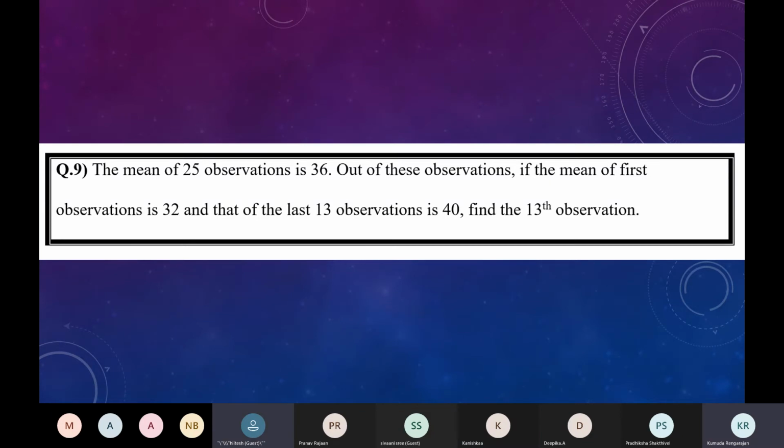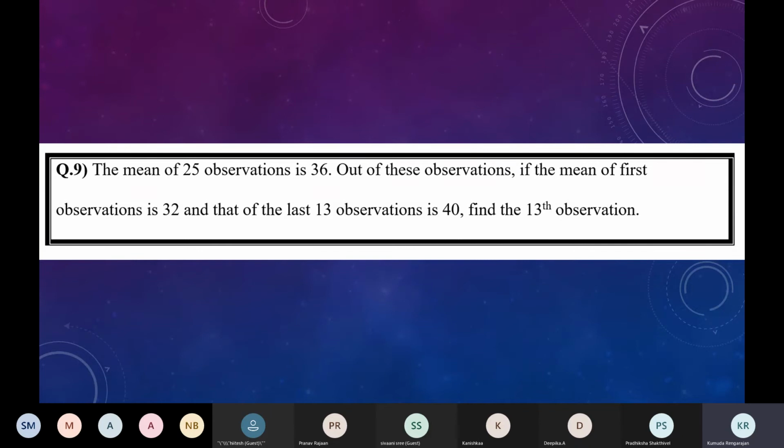Now the mean of the first 13 observations. That number 13 is missing, children. It should be 13 here. If the mean of the first 13 observations is 32, just the number 13 is missing here.